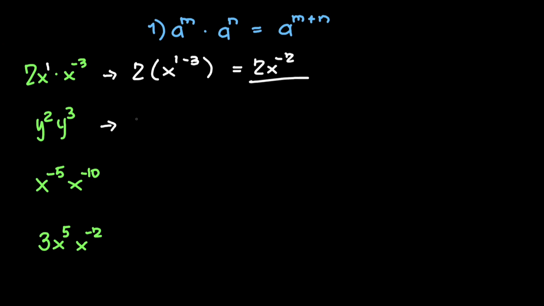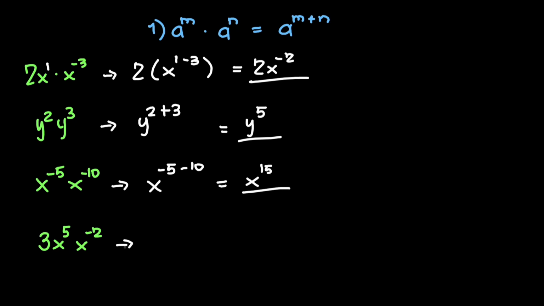y squared multiplied by y cubed. It will be y raised to the power of 2 plus 3. Answer would be y raised to the power of 5. x raised to the power of negative 5 multiplied by x raised to the power of negative 10. It will be x raised to the power of negative 5 minus 10. Negative 5 minus 10 would be negative 15.